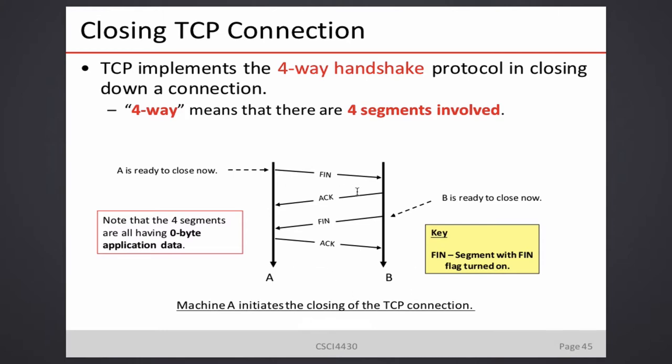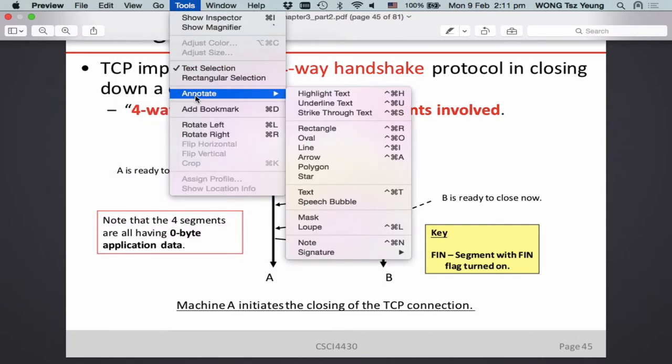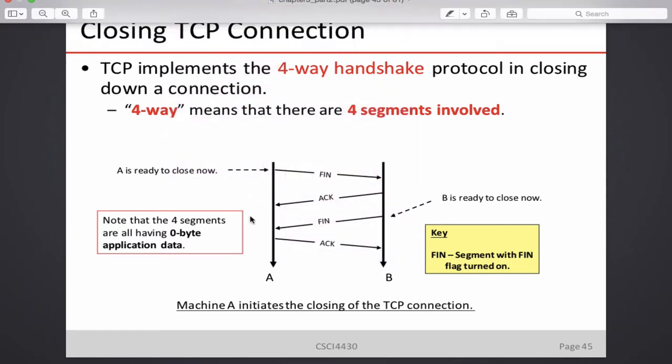here is just what we call, I cannot highlight it. Okay. Can I open a pen? Tools, annotate. Yeah. No pen here. Mac sucks. Okay.